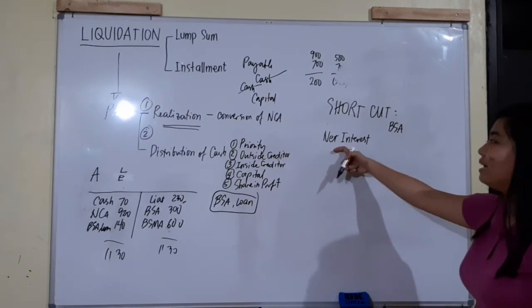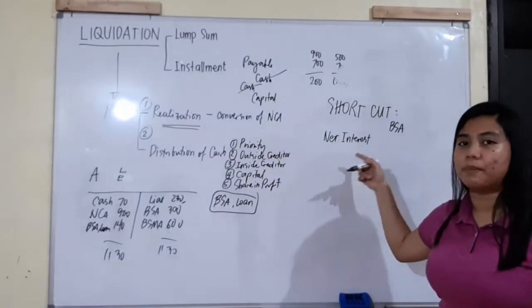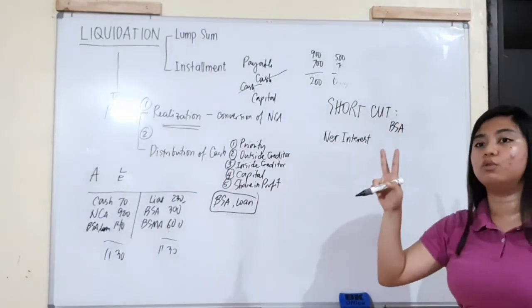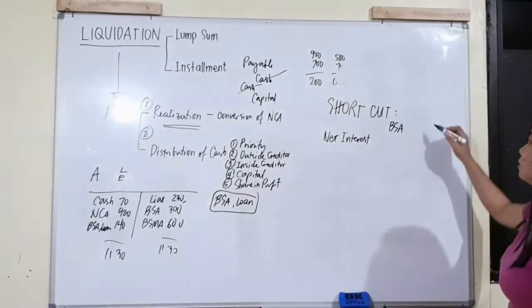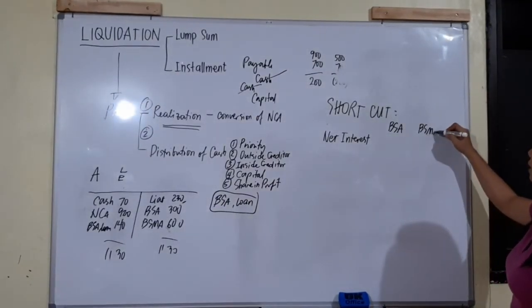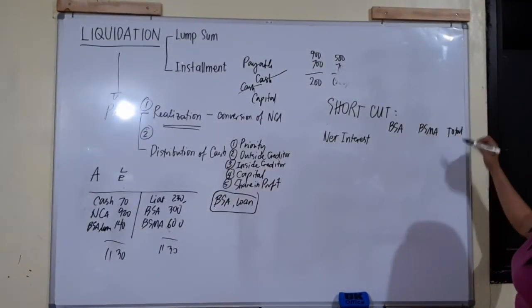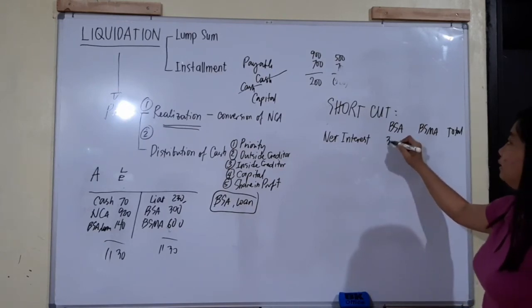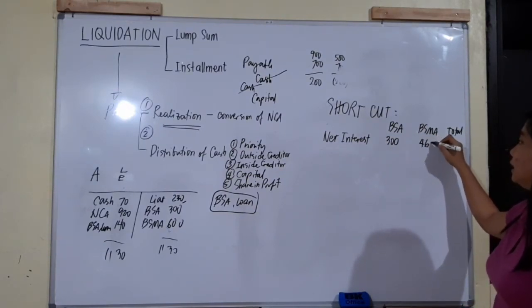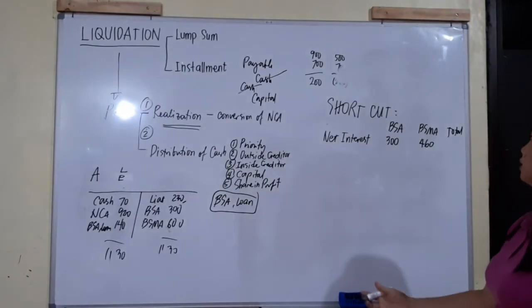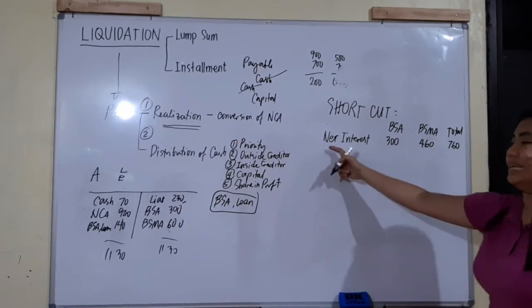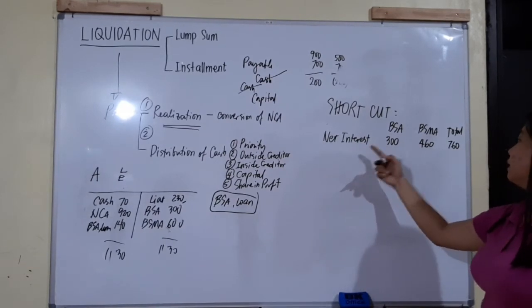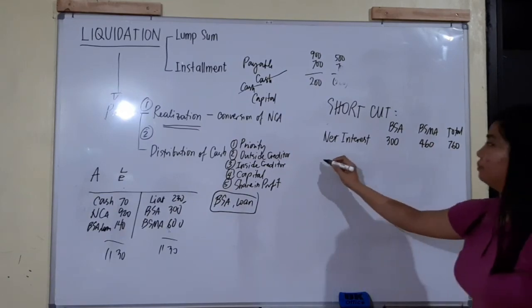Ibig sabihin, naka-embed na dito sa process na to yung ating remedy number 1, which is the write-off offset. So, we have the BSA, BSMA, and then the total. Okay? So, meron tayo 300 and 460. Hindi naman natin diniscuss yung may loan. Kayo na bahalang mag-aral nun. Sana nag-gets yung discussion kanina. So, the total capital, or the total interest, is 760.